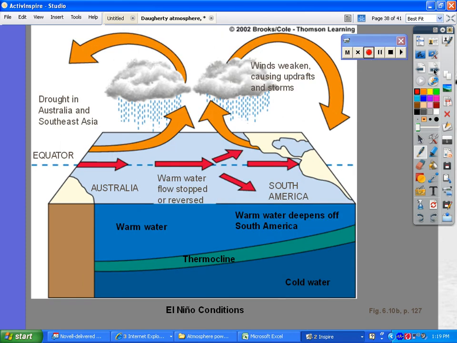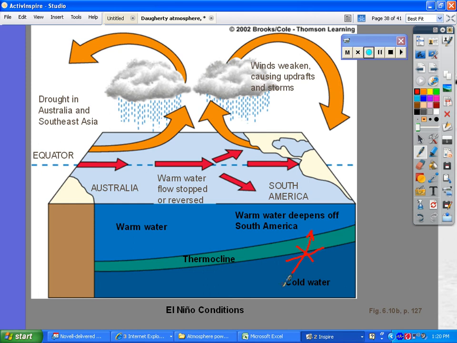Okay, when this gets disrupted, when El Nino occurs, we don't have those nice strong winds blowing the warm water off the coast anymore. In fact, it says the warm water flow is actually stopped or even reversed. So the water gets trapped here, or it's actually pushed into the coast of South America. Here it says warm water deepens off the coast of South America. When that happens, you're not able to get this cold water to come up and upwell.